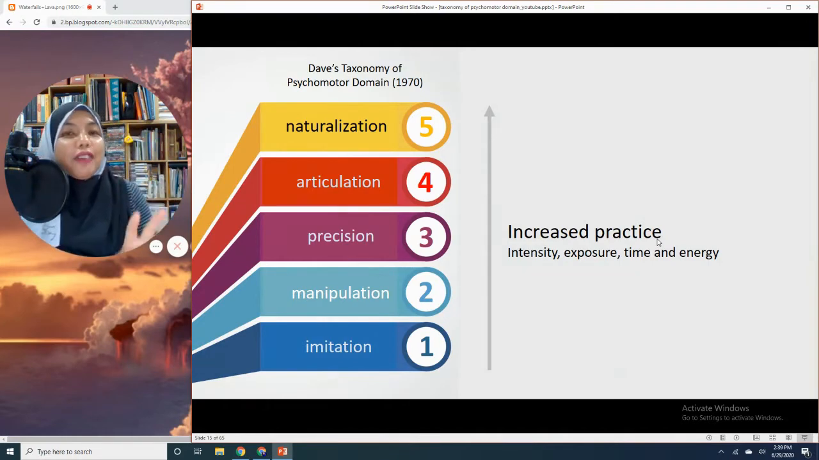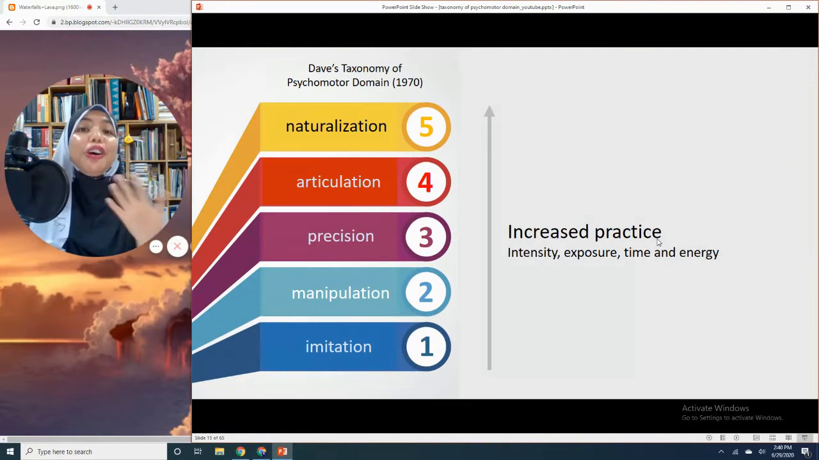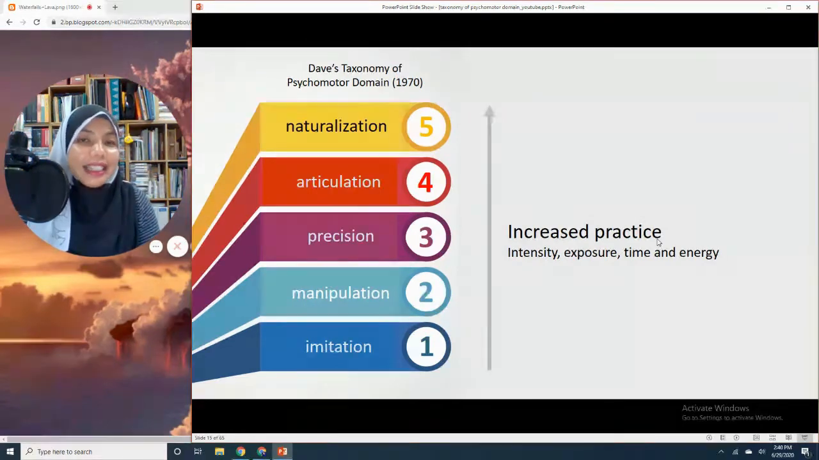Okay. However, it is not the same with psychomotor. With psychomotor learning, the more practice you have, the more you will go up along the level. And the less practice you have, then you will go back down. Now, it is not similar to cognitive. You are not born with the skills. These skills are not innate. These skills have to be acquired.